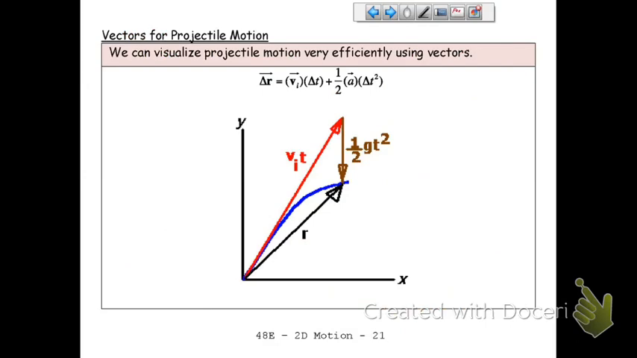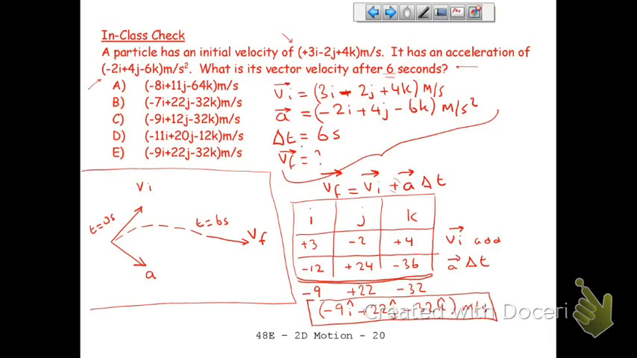Cool. In this problem, I kind of told you everything, didn't I? I told you VI, I told you A, I told you delta T, and I asked you for VF. I could have put something in like the temperature, just to give you another number to worry about. It's got nothing to do with the problem. That's fair game.